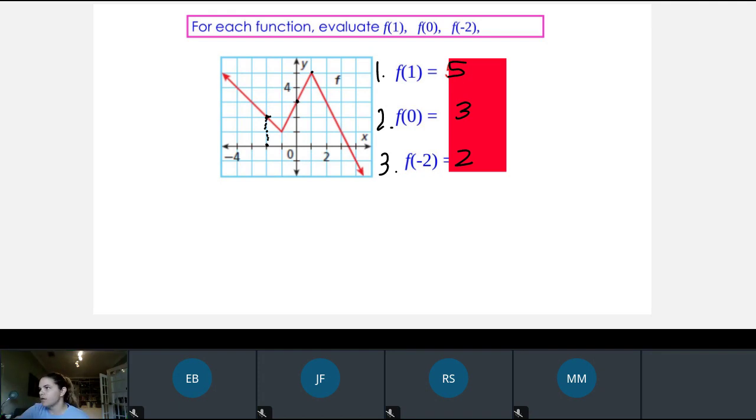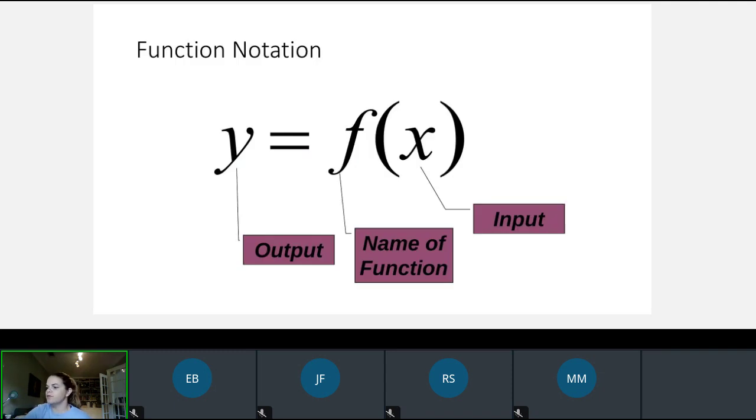How are you feeling about these? Evaluating functions on a graph. Okay, awesome. So let's just do a quick review here.